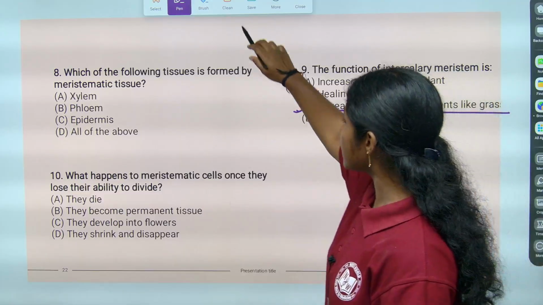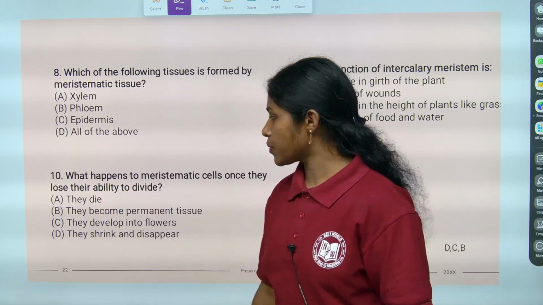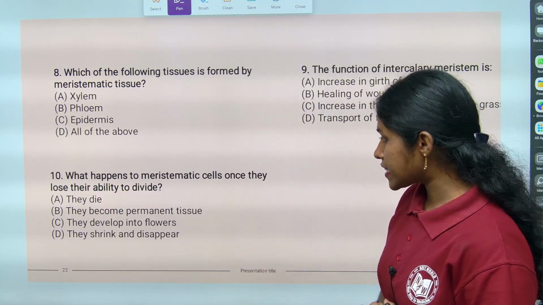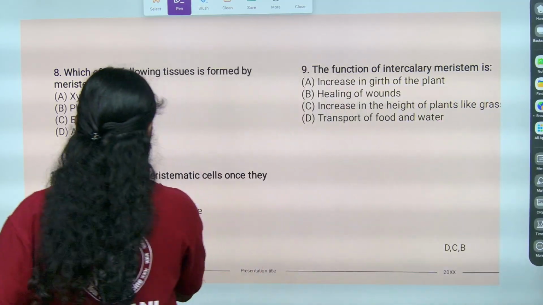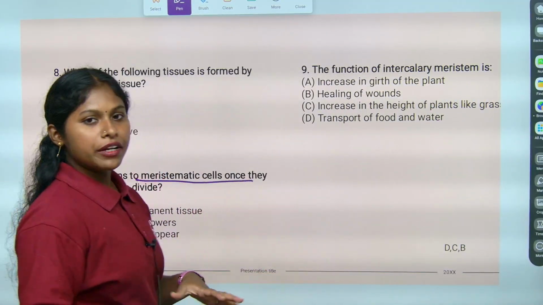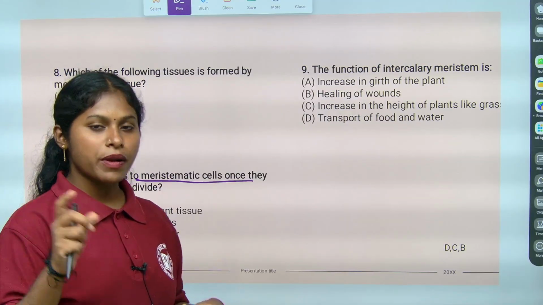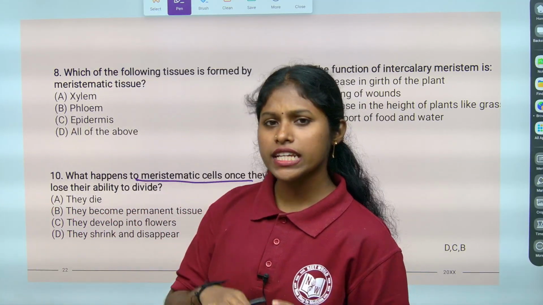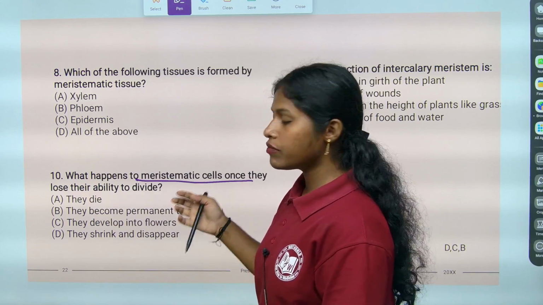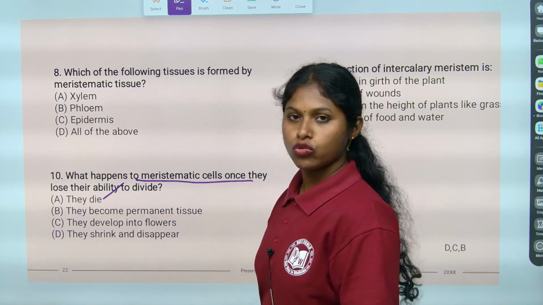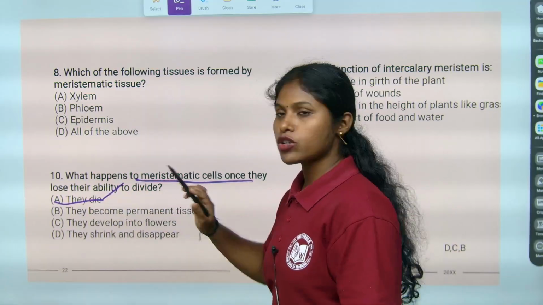I hope you are all clear about this question, children. Let's see the next question. What happens to meristematic cells once they lose the ability to divide? They are asking what they become when these meristematic cells lose the ability to divide. We know that meristematic cells are actively dividing cells. When they lose the ability to divide, what do they become? They are saying they die. No, they don't die. So the first option is the wrong option.